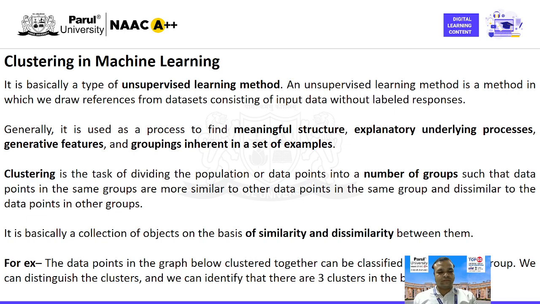It is basically a collection of objects on the basis of similarities and dissimilarities between them. We try to put similar objects in a single group. An object which is not similar to that existing group, we make another group. So that is the collection of objects on the basis of similarities and dissimilarities.